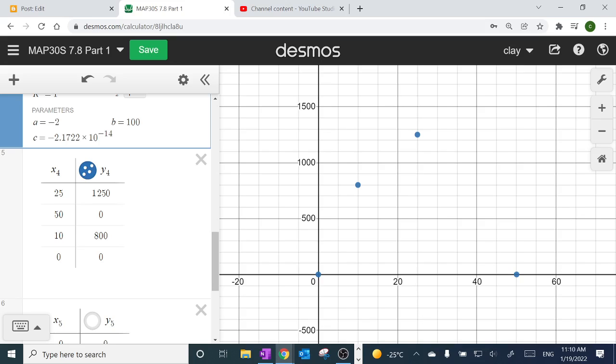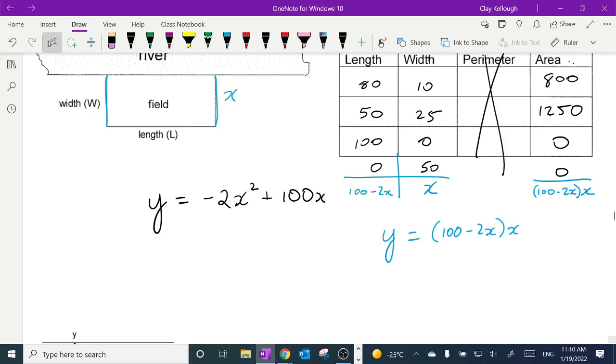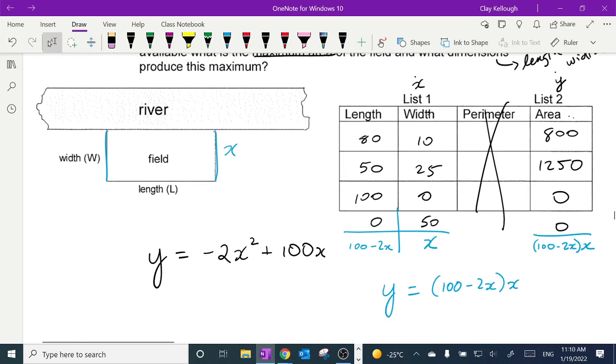Your dots are what now? Like reverse. Oh, did you put X and Y in the wrong place? Do you have 1250 and 25 instead of 25 and 1250? I have 80, 850, 1250, 100, 0. Okay, then you've mixed up some of the points. 80. There's no 80 on here. It was 800 that we. Yeah, right. You accidentally stuck us with the length number. We want the width numbers. X are the widths, Y are the areas.